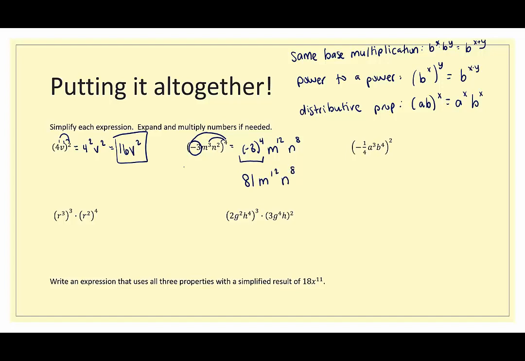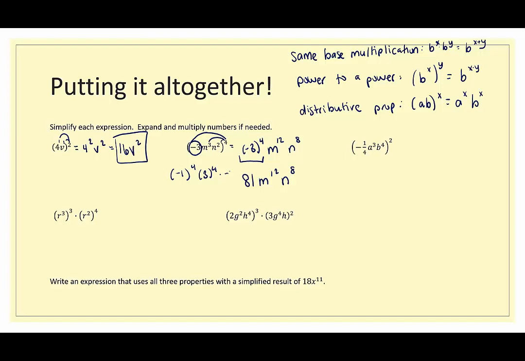If you did separate the negative from the 3, that would be -1 to the 4th, and then 3 to the 4th, and then the m and the n would stay the same. If -1 is being raised to an even power, it's going to be positive. That becomes +1. We can drop the 1, that becomes our invisible factor. So far, so good? Let's look at the next one.